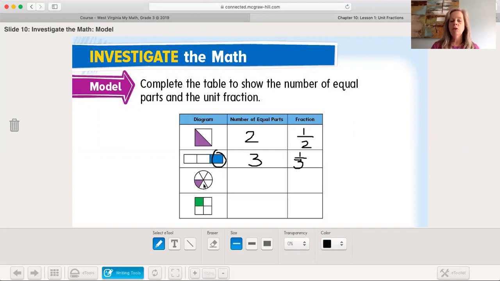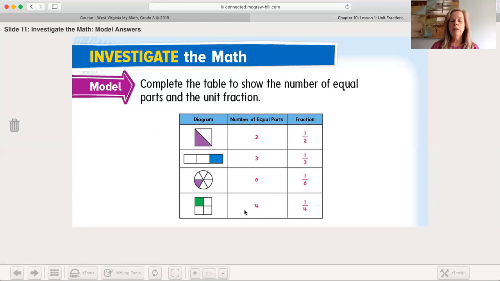And then we have a circle that almost looks like a pie, and it is in 1, 2, 3, 4, 5, 6 pieces. And the part that is colored purple is 1 of the 6, and we say that is 1/6. Then we have a square divided into 4 parts, and the part that is green is 1/4. That is the unit fraction. It is 1 of 4, 1/4.